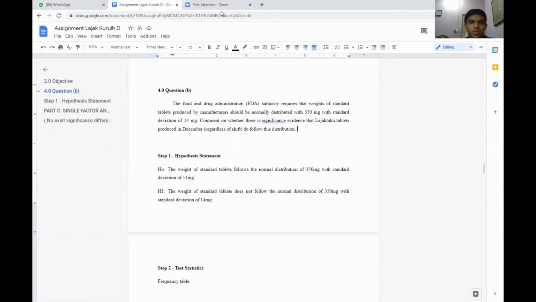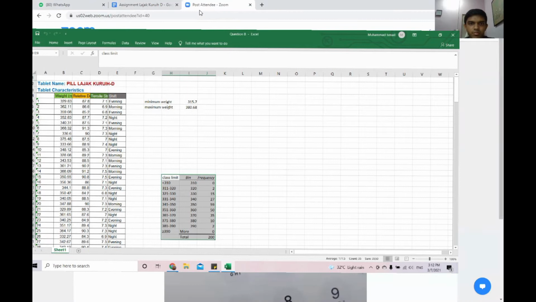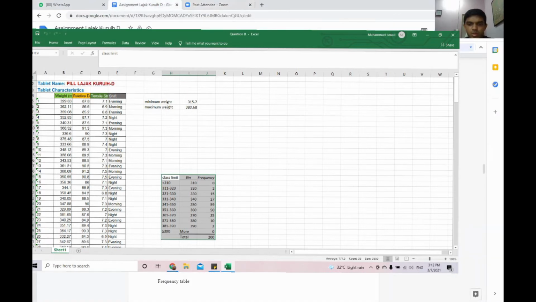So first step, we have to see our data in Pil Lajakkuruih set D. So in this data, the minimum weight is 315.7 and the maximum weight is 380.68.